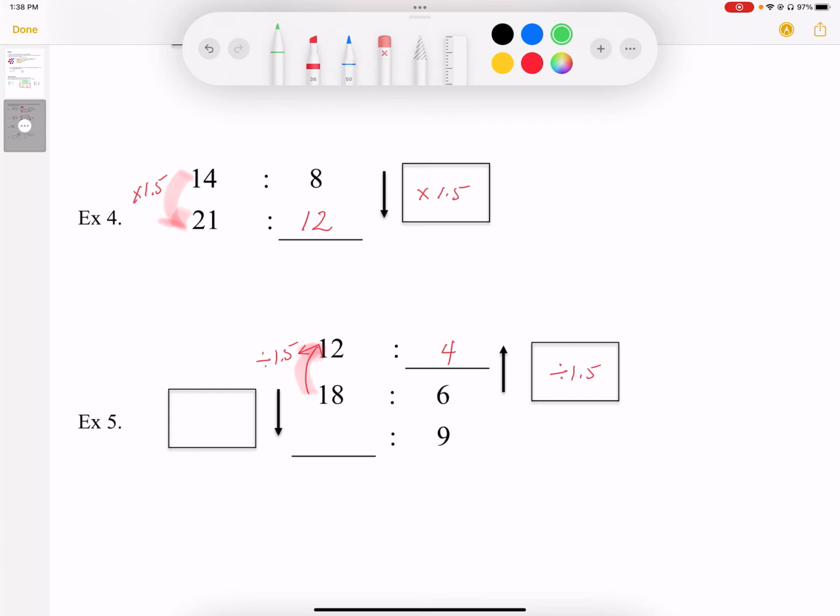In the opposite direction, I'm going to times by 1.5. So going from 18 down, I'm going to times by 1.5. So I get 27. We want to be clear about the direction because we're going to times one way, divide the other. So 18 compared to 6 is the same as 27 compared to 9, which is the same as 12 compared to 4.